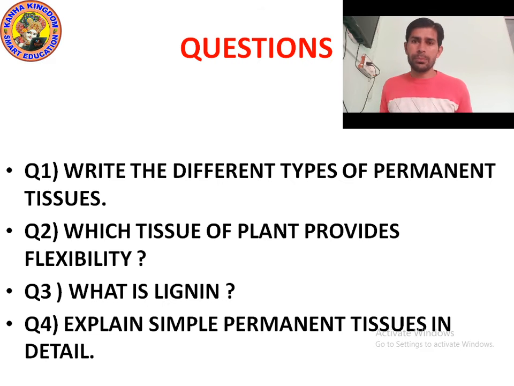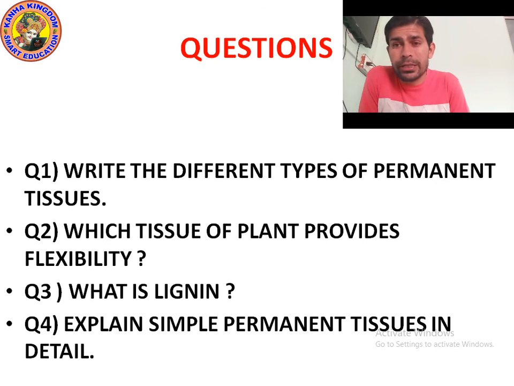What is the spelling of parenchyma? Parenchyma. What is the spelling of collenchyma? Collenchyma. What is the spelling of sclerenchyma? Sclerenchyma. And the different types of complex tissues: xylem and phloem. Okay. Now let's move on to the next question.